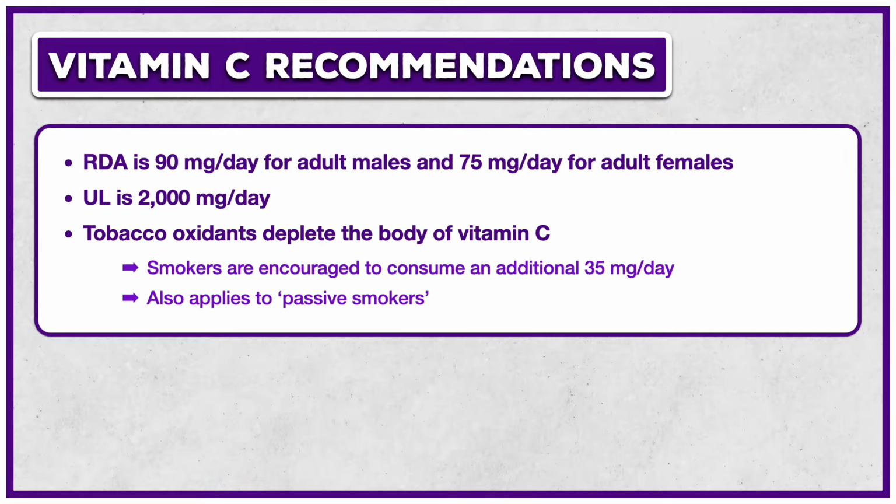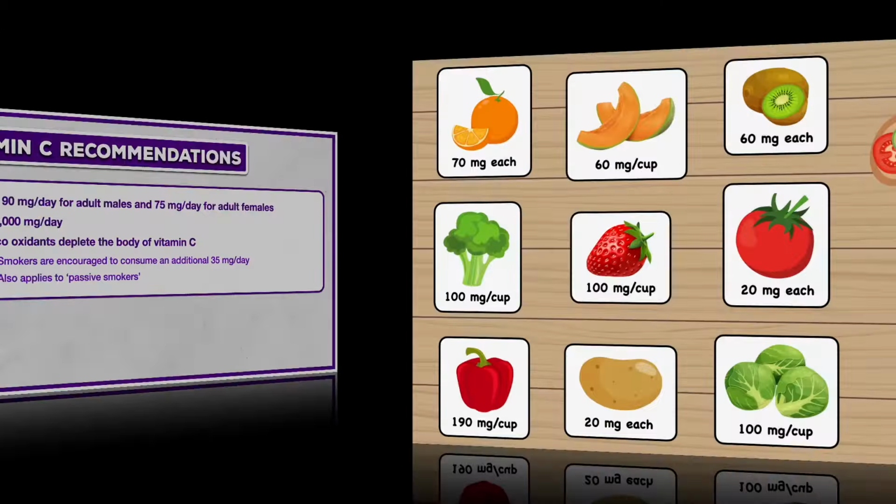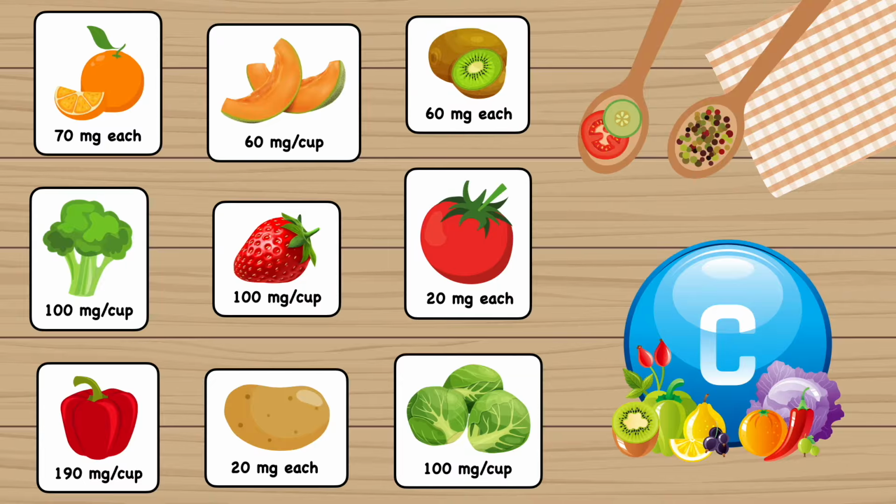Tobacco oxidants deplete the body of vitamin C, and smokers are encouraged to consume an additional 35 mg per day. This recommendation also applies to passive smokers, a group that includes people who don't smoke but live with or are frequently exposed to others who do. The best sources of vitamin C are fruits and vegetables.